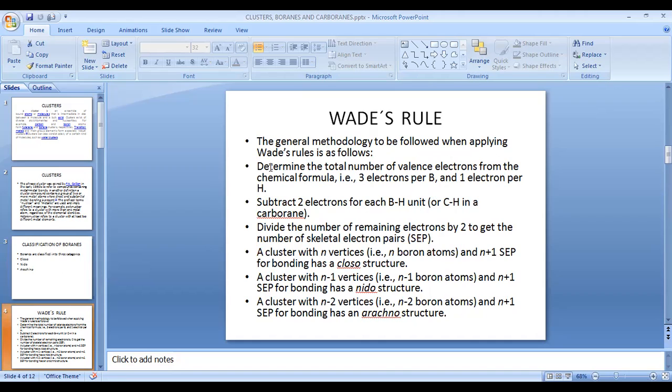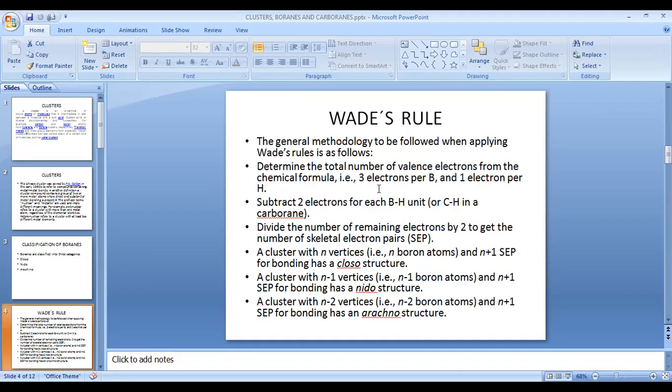Okay, so the first one is to determine the total number of valence electrons from the chemical formula. The chemical formula means nothing but the molecular formula. From that molecular formula, the first and foremost thing to do is to find the number of valence electrons. So what are valence electrons? Again, just recall your previous knowledge. In an atom, we may have two types of electrons: valence electrons and core electrons. Core electrons are the electrons present in inner shells, and valence electrons are the electrons present in the outermost shell.